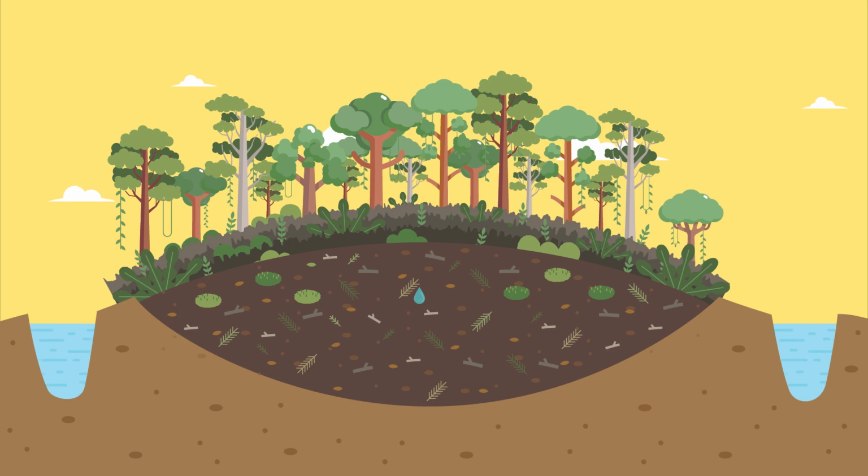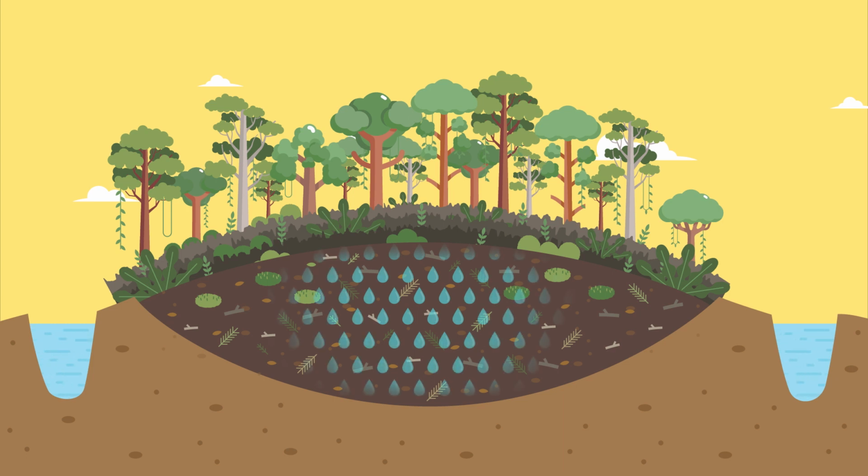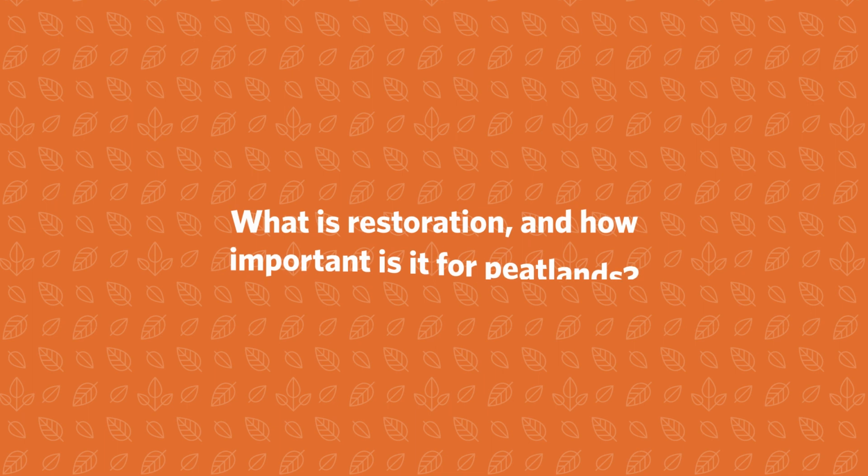PHU is an integral unit in one hydrological area. Therefore, the wetted peat area shouldn't happen at one location only, but as a whole. What is restoration and how important is it for peatlands?